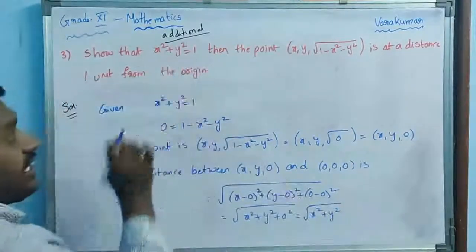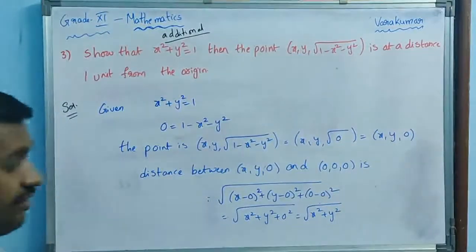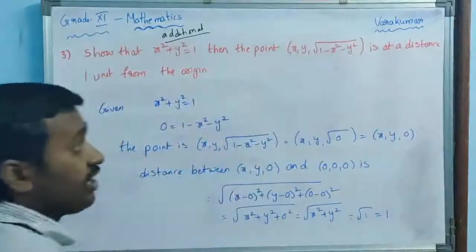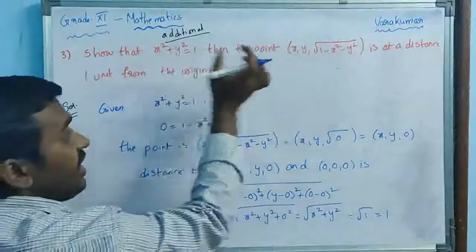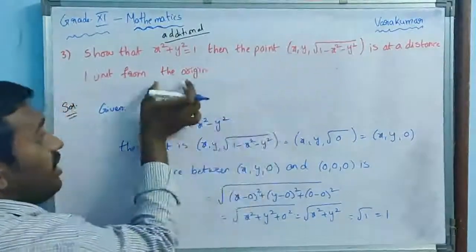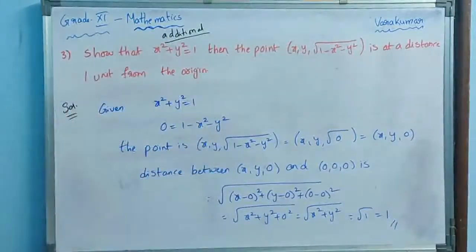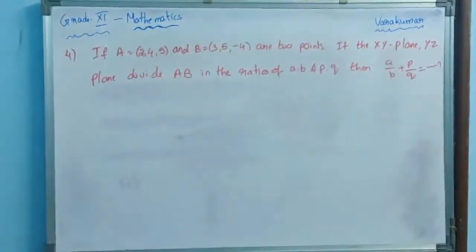But here it is given that x square plus y square equals 1. So if you apply that, root 1 is 1. So what we are trying to show is that the distance between this point and the origin is 1 unit. See what we got. This completes the solution. Right. This is a very simple question, but you need to know the logic behind it.